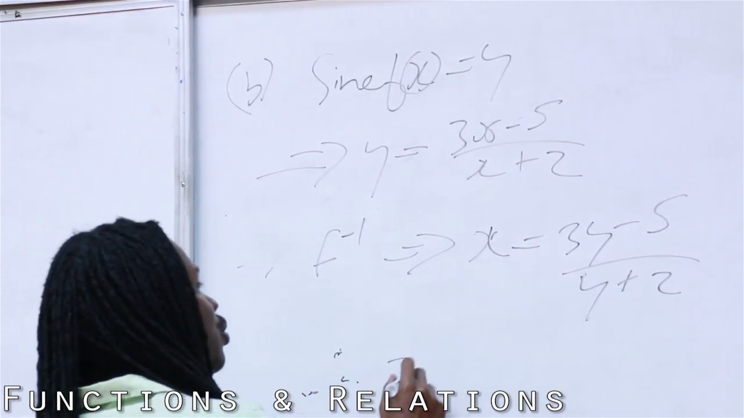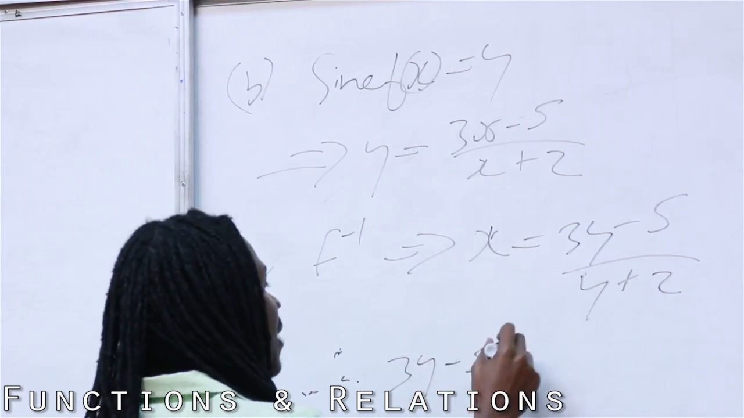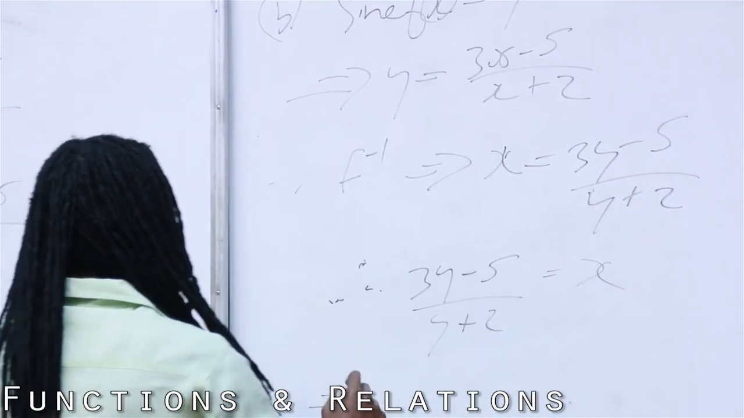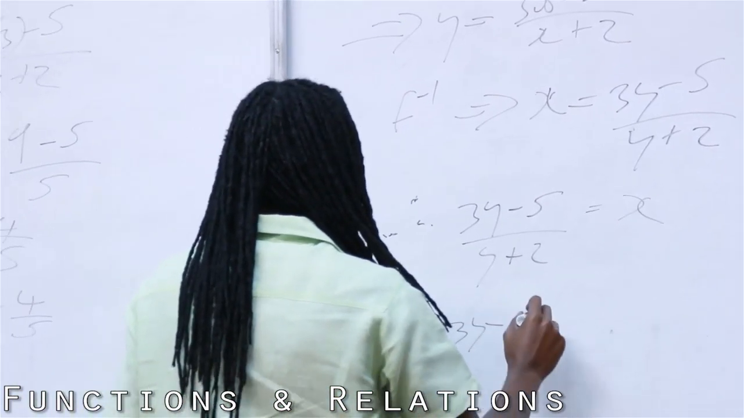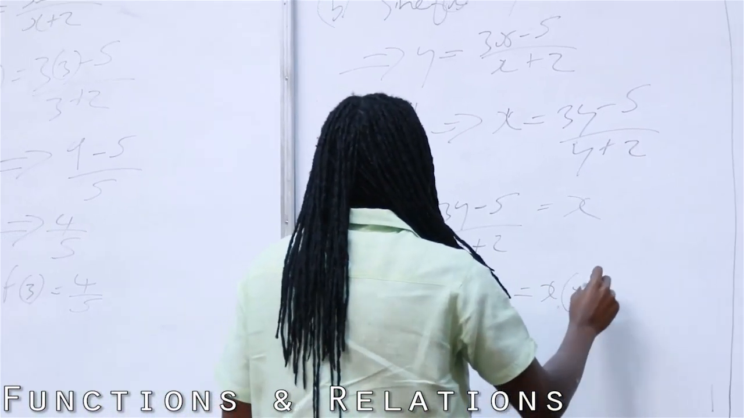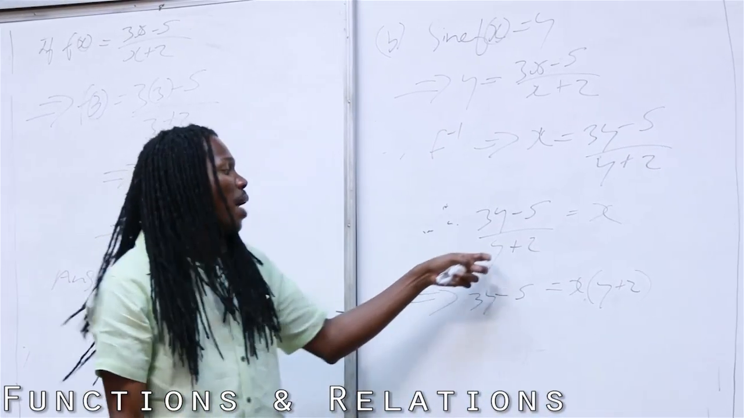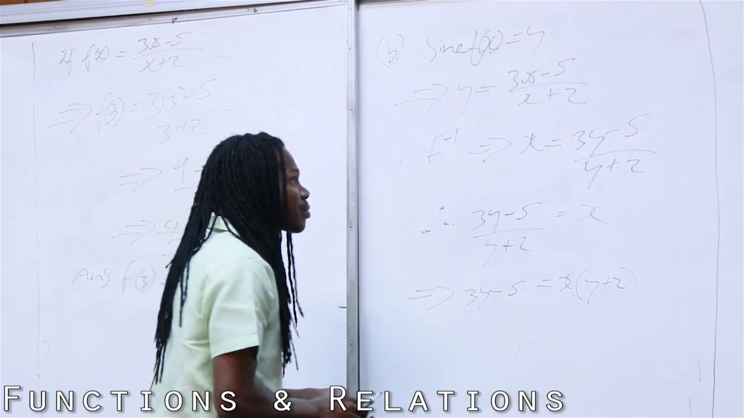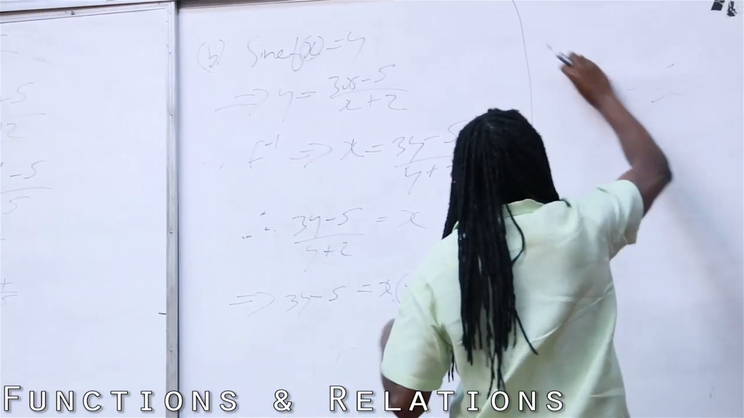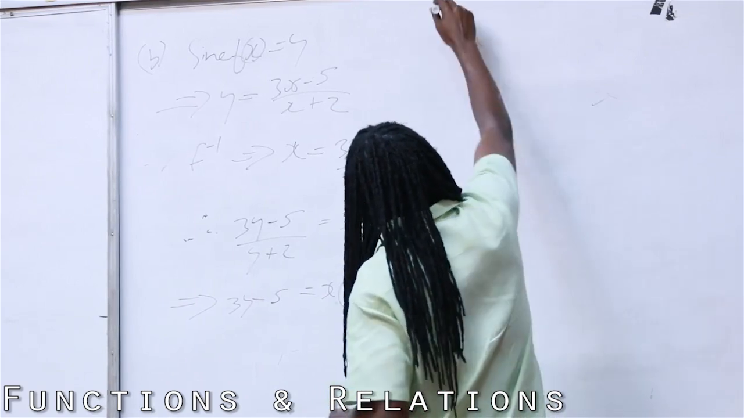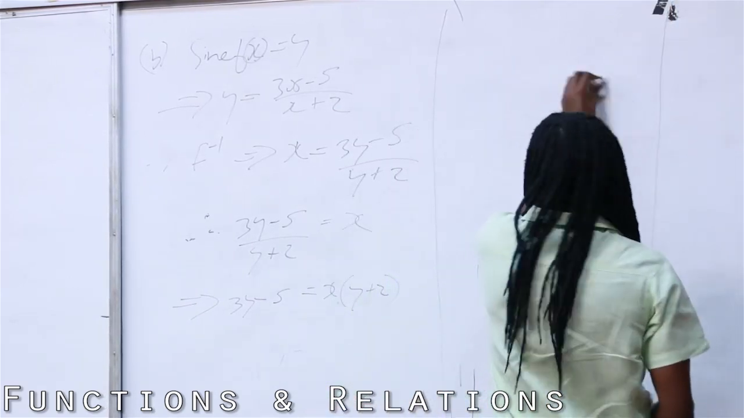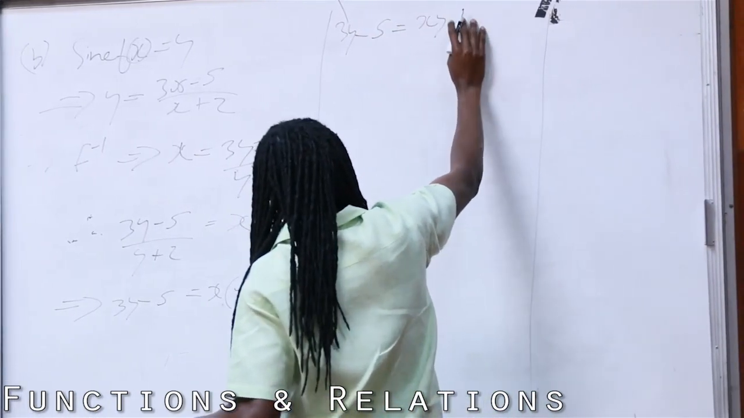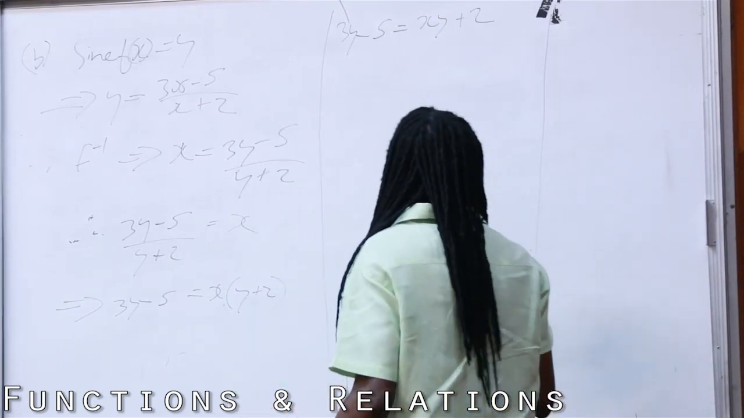Therefore, (3y minus 5) over (y plus 2) equals x. This implies that 3y minus 5 equals x(y plus 2). Everybody see that? Because the y plus 2 is under here, you have to carry it over here. That means that 3y minus 5 equals x(y plus 2). Everybody see that? Yes, sir.